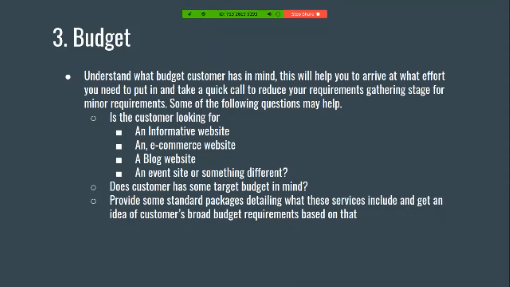And for doing that, you may ask what kind of website the customer is looking at, whether it's an informative site, e-commerce site, blog website, or an event site or something. Then you can also check with the customer if they have any target budget in mind. If they don't, or if they do not communicate this to you, it is better to provide some standard packages detailing what these services may include and what the cost of these services is, to get a broad budget idea from the customer.